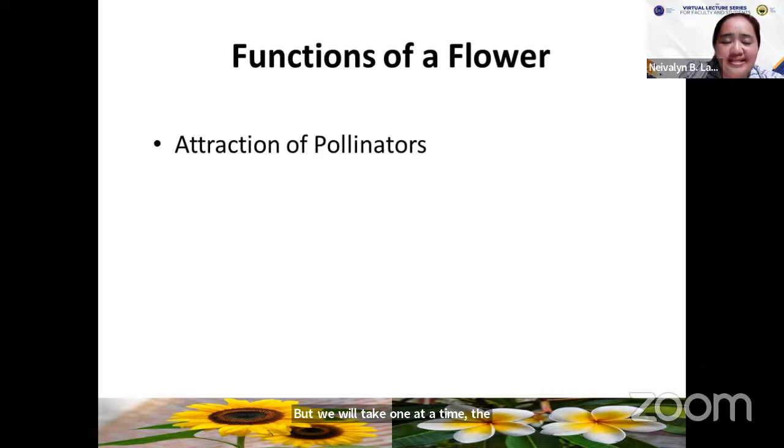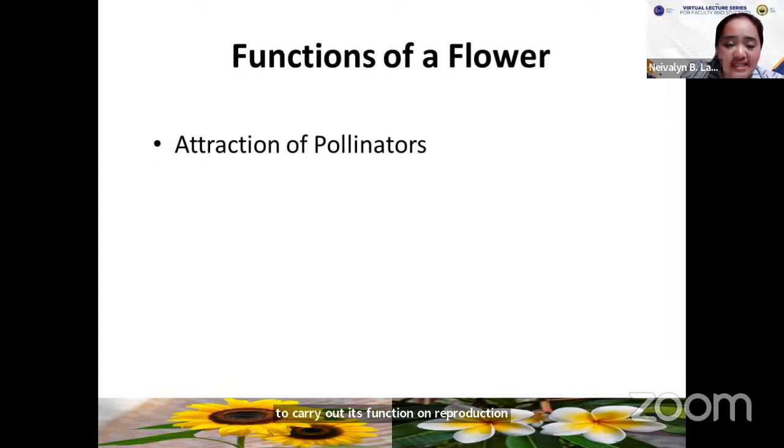In essence, when we say flower morphology, we are discussing the different parts of the flower, the function of each part, and how each part relates to each other in order for the flower to carry out its function in reproduction.